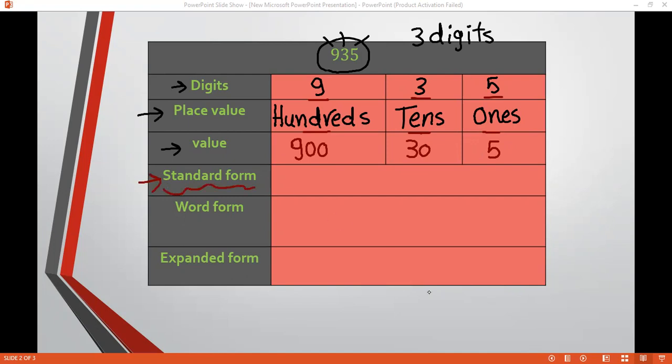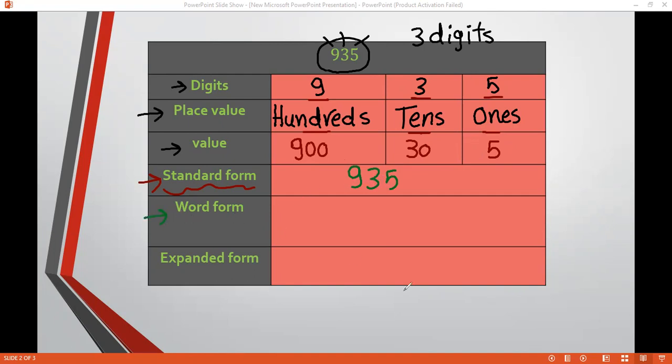What about standard form? Standard form, if you remember with me, is the actual number that you read, which we have here, 935, without changing anything.